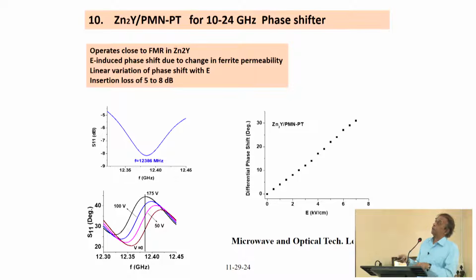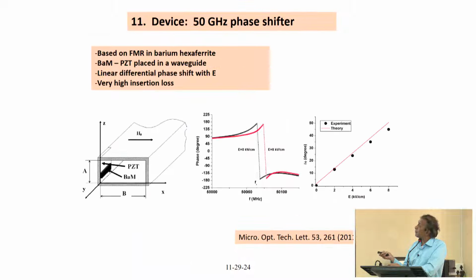So, I can put together a similar phase shifter operating at much higher frequency, from 10 to 24 gigahertz, with a bilayer of zinc 2Y and PMN-PT. And these are phase shifters operating at 50 gigahertz using barium hexaferrite.